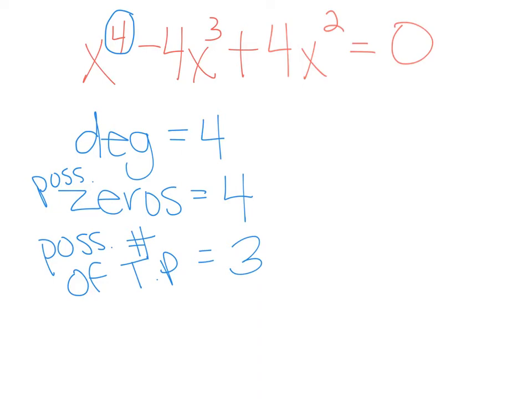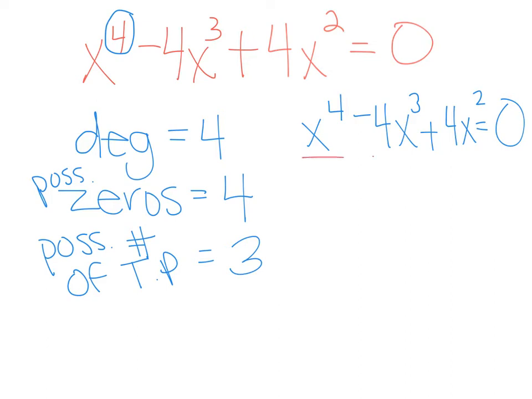So now that I'm aware of how many possible zeros and turning points this function can have, I'm going to go ahead and factor this polynomial to actually find the zeros. So if I look at x to the 4th minus 4x cubed plus 4x squared, and it's set equal to 0, because the zeros of a polynomial are its x-intercepts, and we learned at the very beginning of the year that to algebraically find your x-intercepts, or your zeros of your function, you substitute 0 for y.